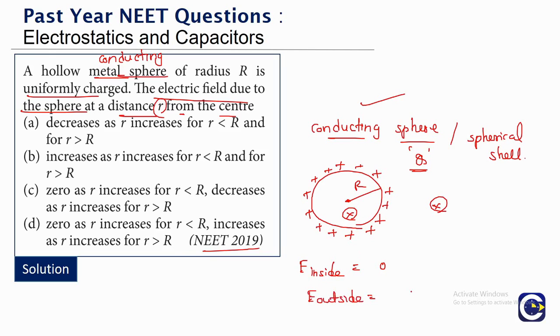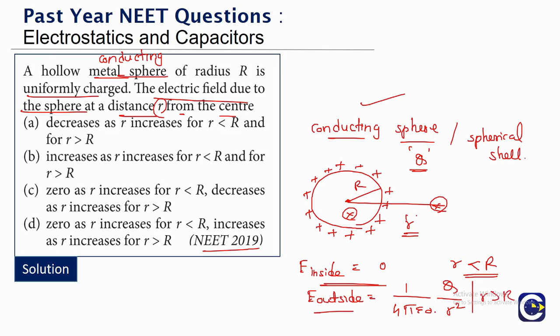what is the expression? It will be 1 by 4 pi epsilon naught, Q divided by small r square. What is small r? Distance of the point from the center of that sphere. So what do we see? Inside means what? When the distance of the point at which we are measuring the electric field is less than the radius, that represents the points inside. Outside means what? The distance of the points from the center of the sphere will be more than the radius. So look at this. What is the correct option?